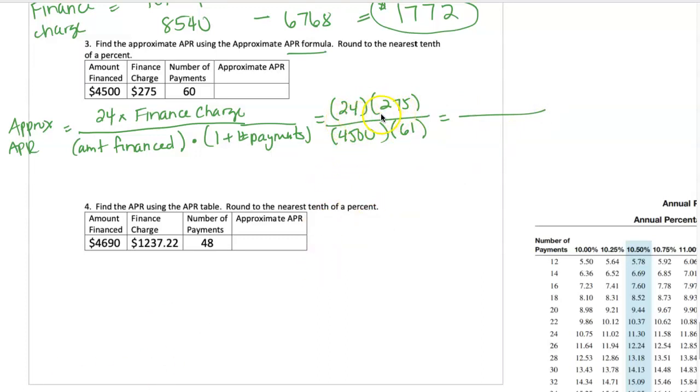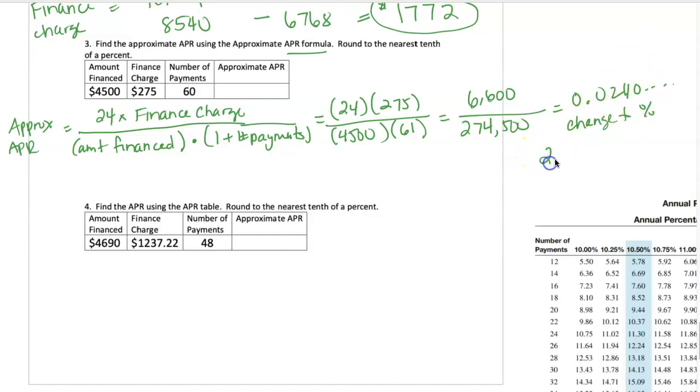Calculating the numerator, I get 6,600. Calculating the denominator, I get 274,500. Now that I have a single numerator and a single denominator, let's divide, and I get 0.0240 and a few more decimal places. Let me change to a percent.